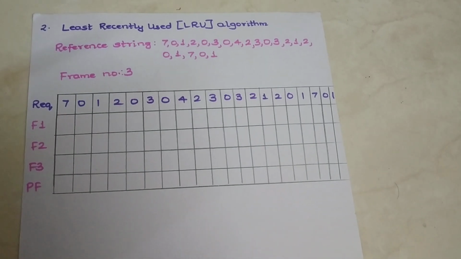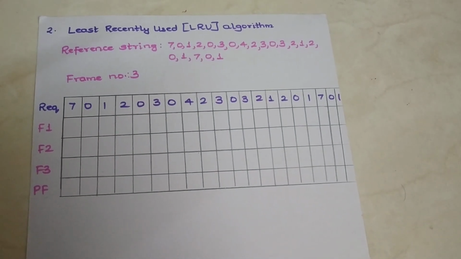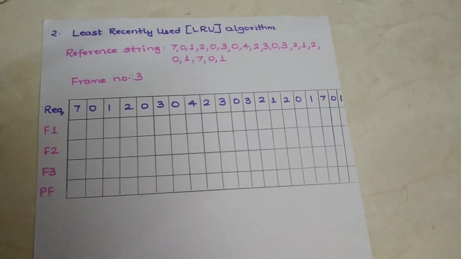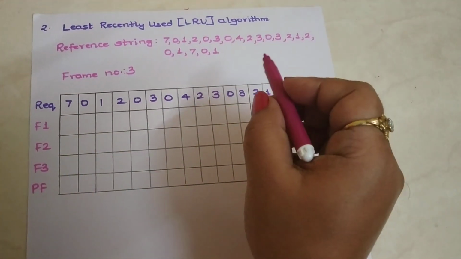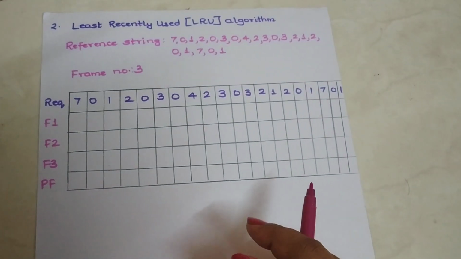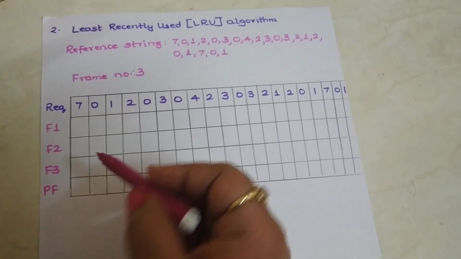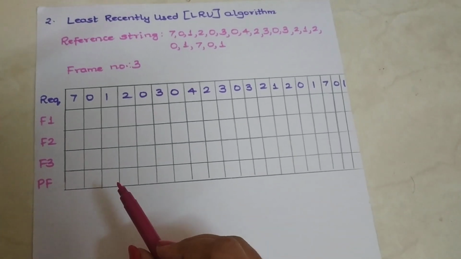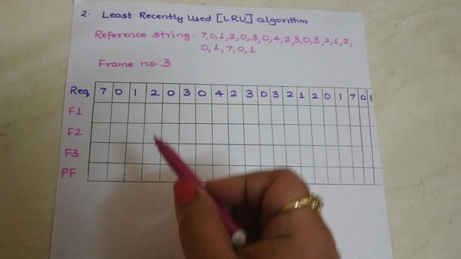Hello students, so today we will be learning about the least recently used page replacement algorithm, which is also called the LRU algorithm. Here the reference string is given, which we have already seen for the FIFO algorithm. Again the frame numbers are given as 3, and the last row, if you see, is PF, that is nothing but your page faults.